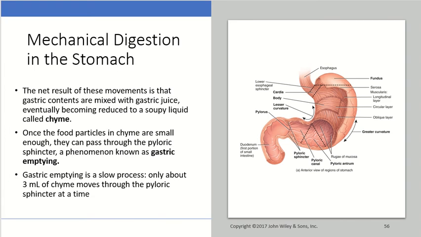The net result of these movements, of propulsion and retropulsion, is that those gastric contents are going to mix very thoroughly with gastric juices, and this is eventually going to become reduced down to some sort of gross soupy liquid that's going to be called chyme. Once the food particles in the chyme are small enough, they're going to be able to pass through the pyloric sphincter, and this phenomenon is known as gastric emptying. Gastric emptying is a very slow process, however, and only about 3 milliliters of chyme are going to move through the pyloric sphincter at a time. So it's going to take a little while.